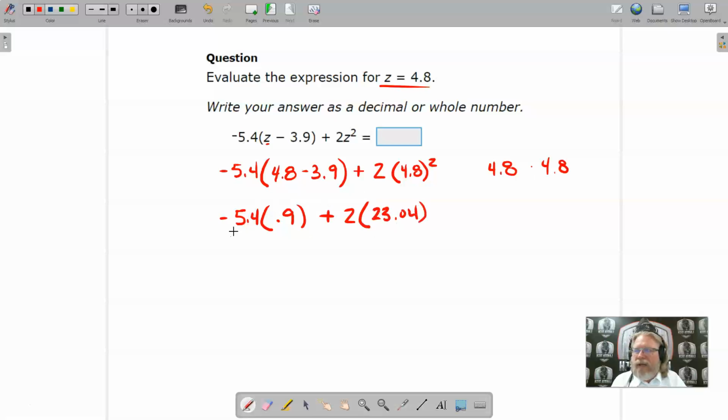Now I can do the negative 5.4 times 0.9, so negative 5.4 times 0.9 equals negative 4.86. Add that to, now I need to do the multiplication over here of 2 times 23.04, and that's going to give me 46.08. And then from here, I think I'll do the rest by hand.